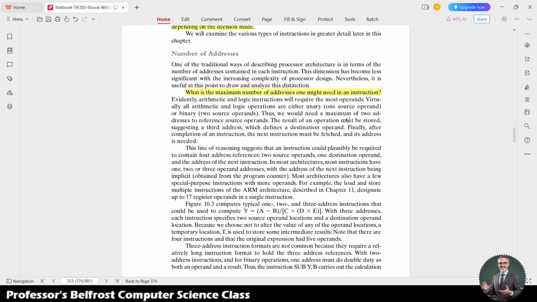So we will need a maximum of two addresses to reference operands, and the result of an operation must be stored, requiring a third address, which defines the destination operand. And finally, after the completion, the next instruction must be fetched and its address is needed. This suggests we need four address references: two source operands, one destination operand, and the address of the next instruction. But in most architectures, most instructions have one, two, or three operand addresses, with the address of the next instruction being implicit. This is the key point, which is obtained from the PC, the program counter.